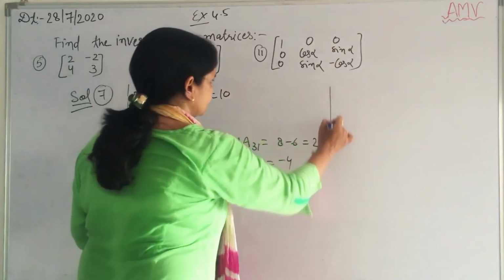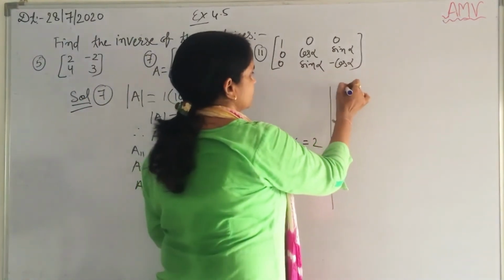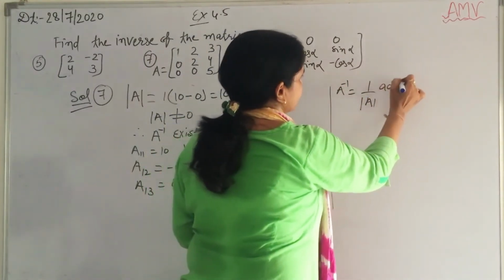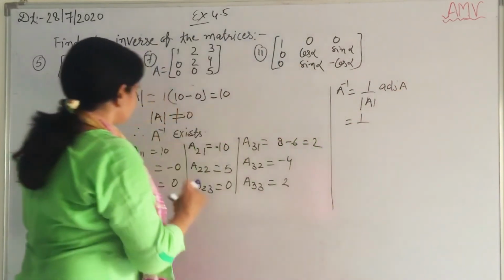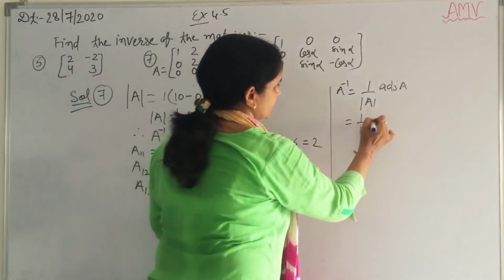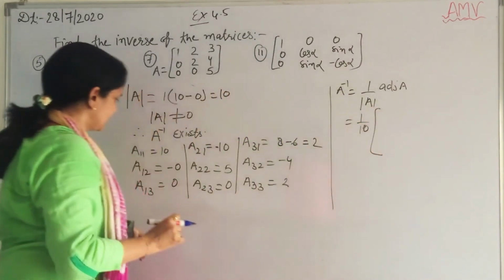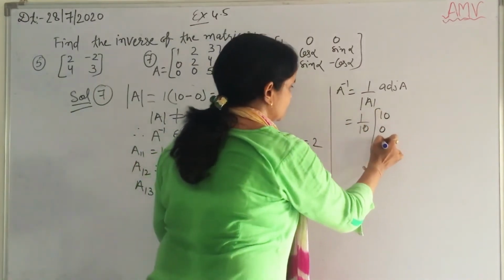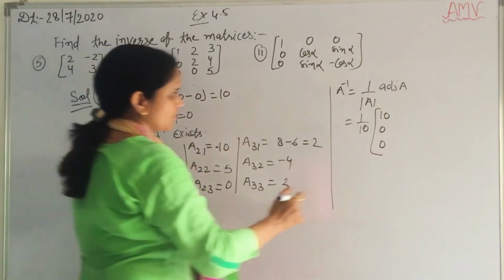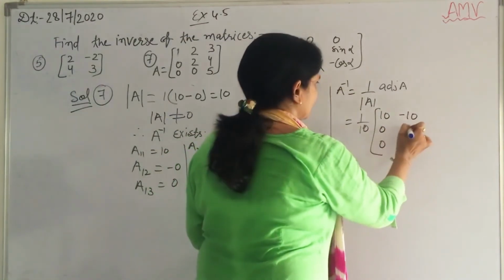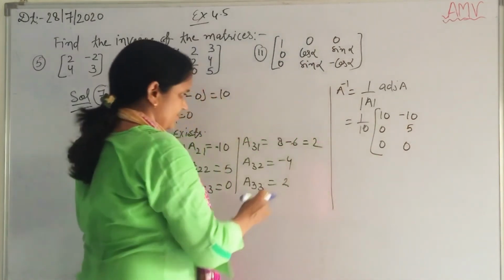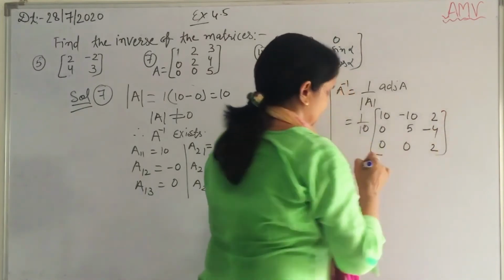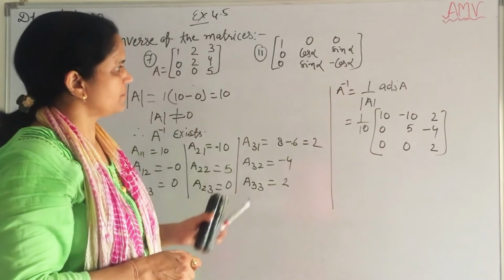So now A inverse is equal to, formula is 1 by |A| and adjoint of A. Okay, students. Here |A| is 10 and adjoint, first cofactor of first row. Right, here 10, 0, 0. And now cofactor of second row, minus 10, it's 5, 0, and then 2, minus 4, and 2. It is the inverse of given matrix.